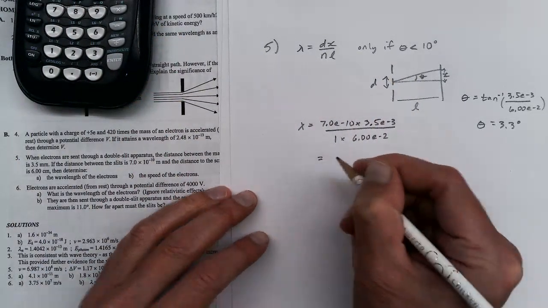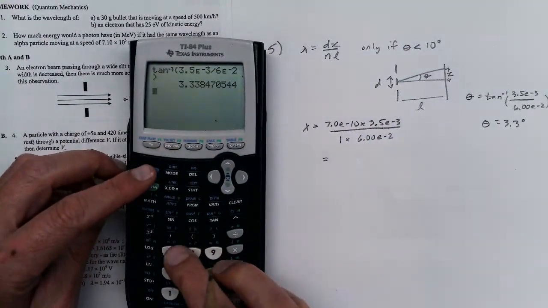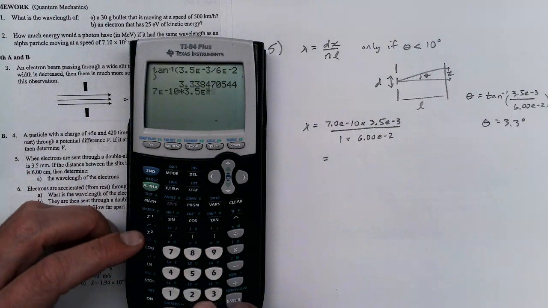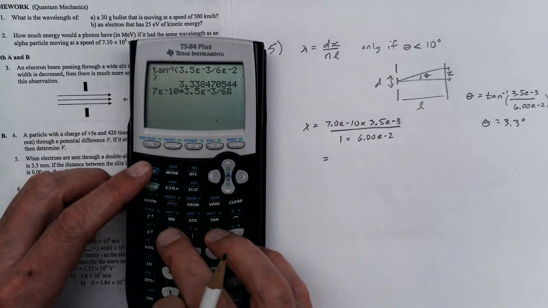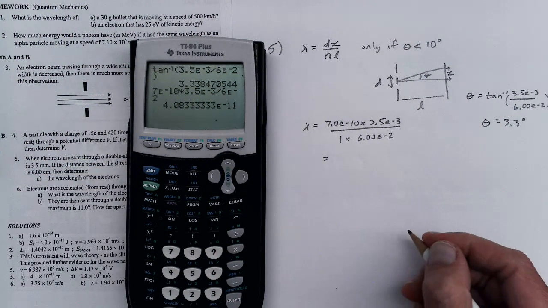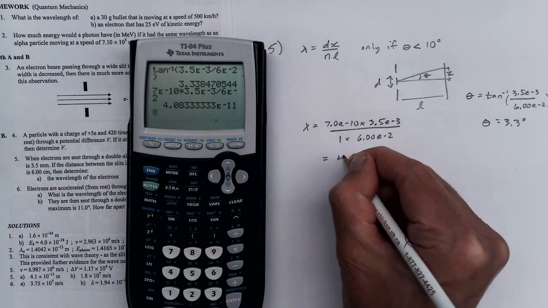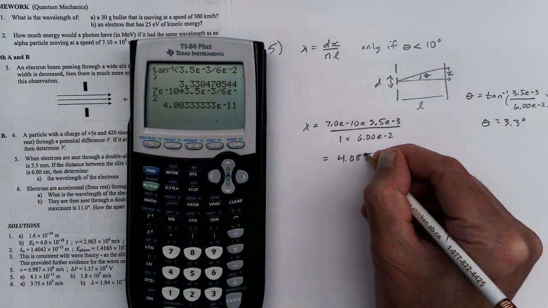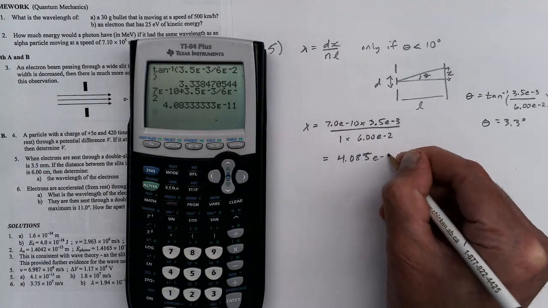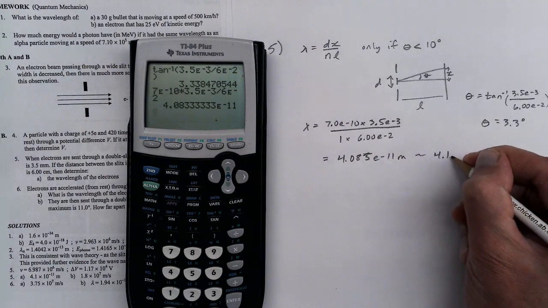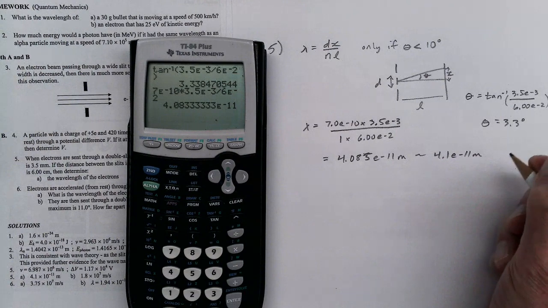All right, let's do the calculation for the wavelength. So 7 E negative 10 times 3.5 E negative 3 over 6 E negative 2. All right, I get 4.083 repeating E negative 11 meters, which is about 4.1 E negative 11 meters.